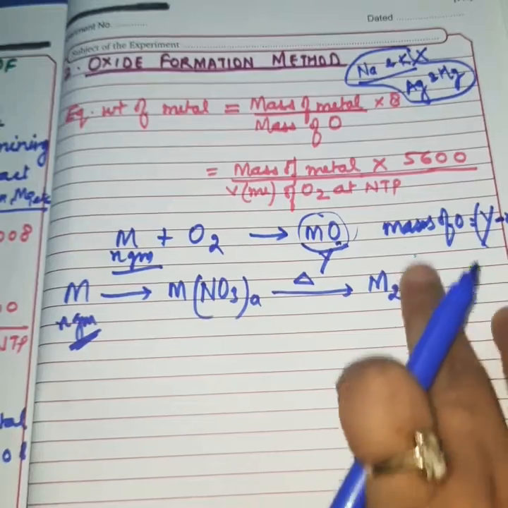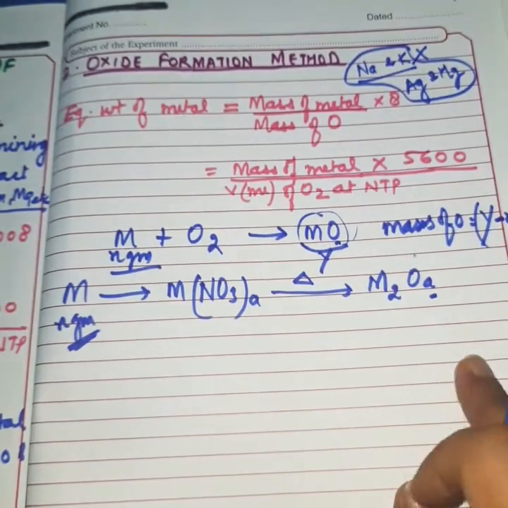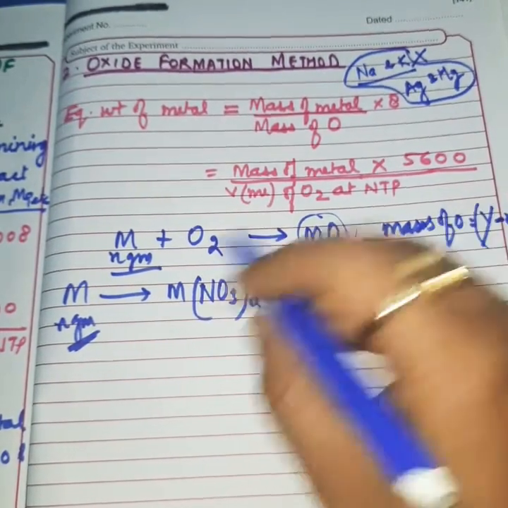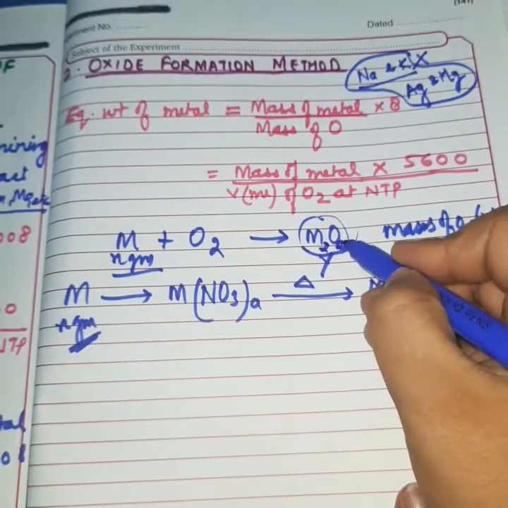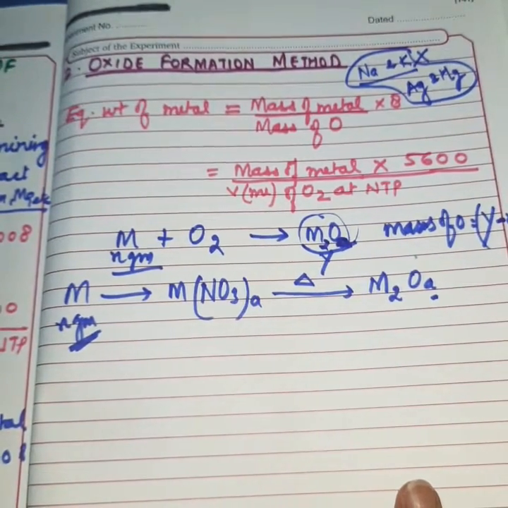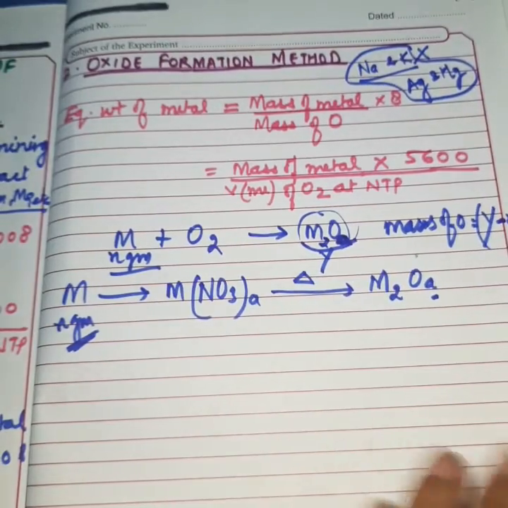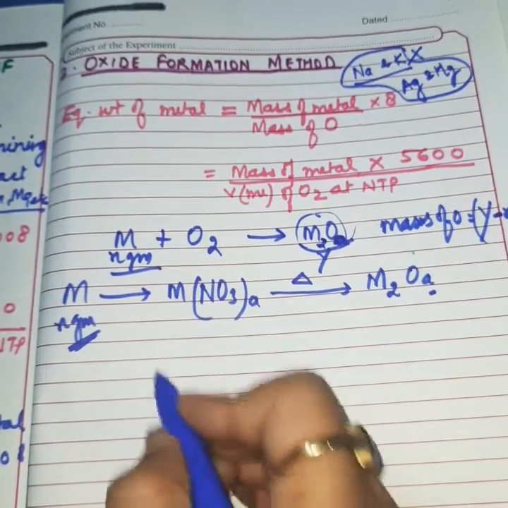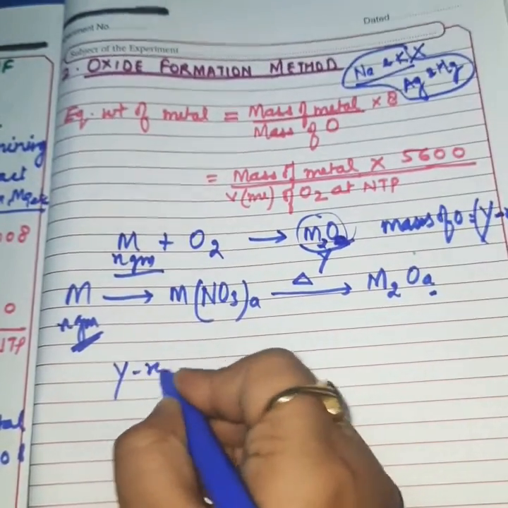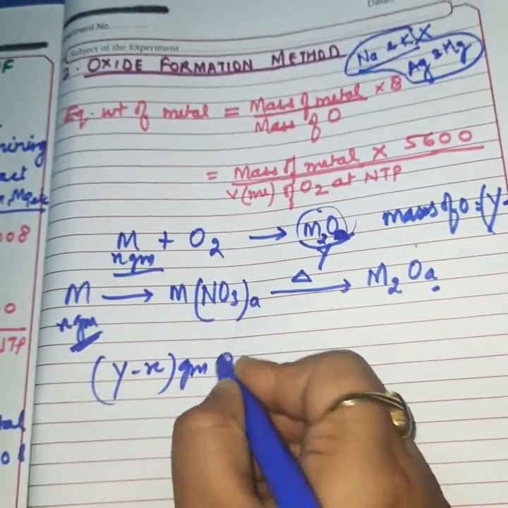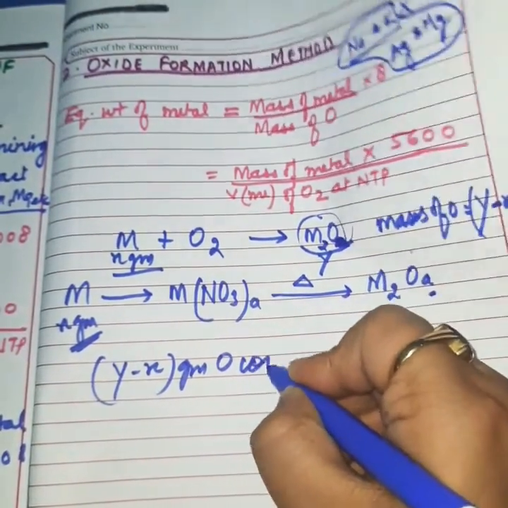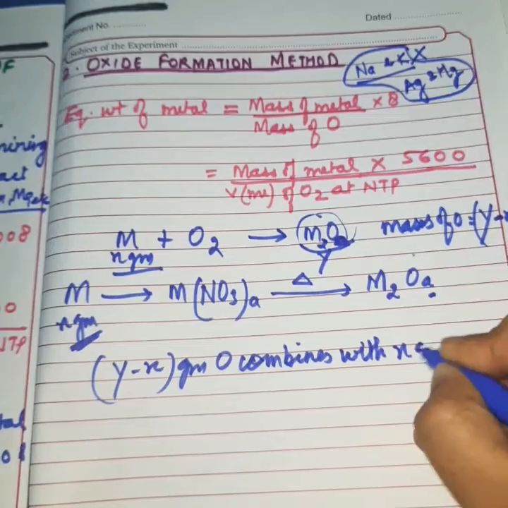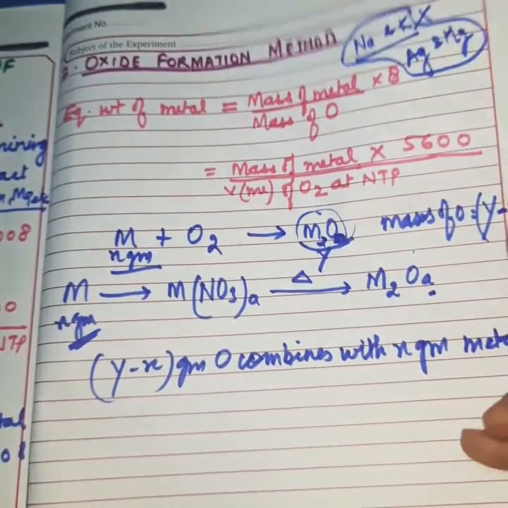The same thing will be applicable here, whether you convert directly or you convert indirectly. Same way we can write. Here also the oxide formula will be M2OA, because the valency of metal is unknown, so considering it A, M2OA. I hope it is clear. Now let us correlate and generate the formula. Now, see here. We can say that Y minus X gram oxygen combines with X gram metal. I hope it is clear.